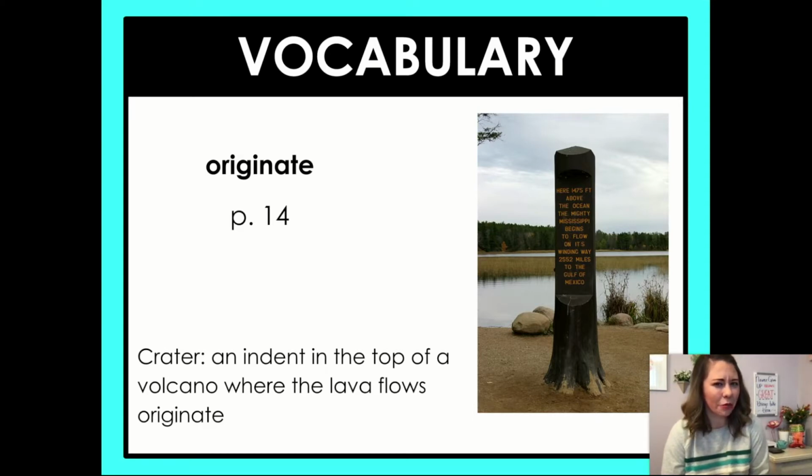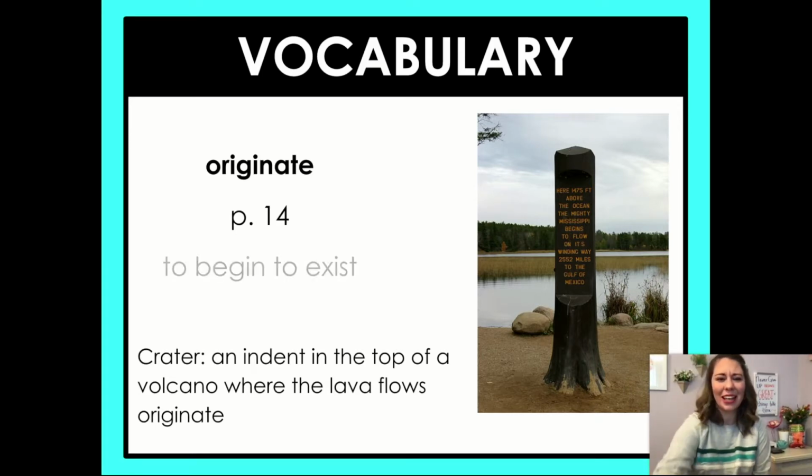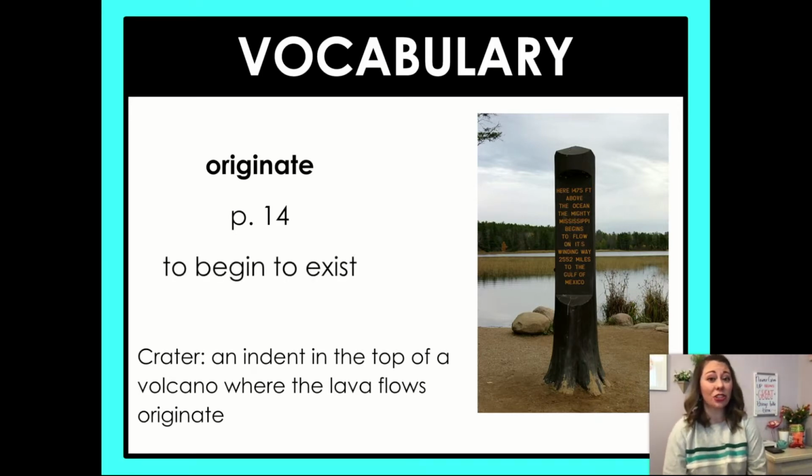What would be another word for originate? Another word for originate, you might say start, or our definition today is to begin to exist. So the Mississippi begins a long way from the Gulf of Mexico, and it travels all the way across the United States until it finally dumps into the Gulf of Mexico.